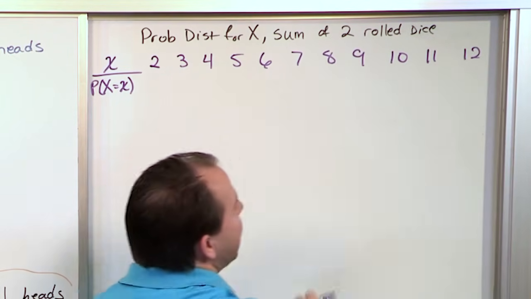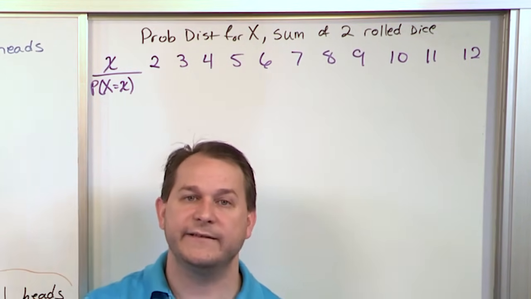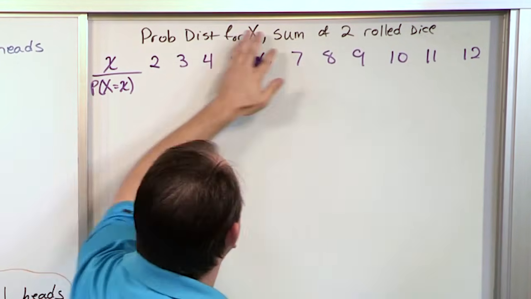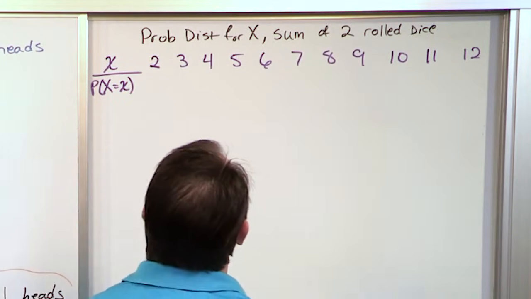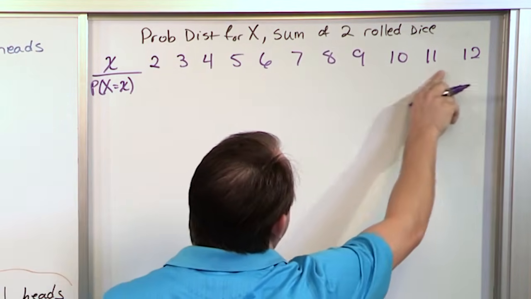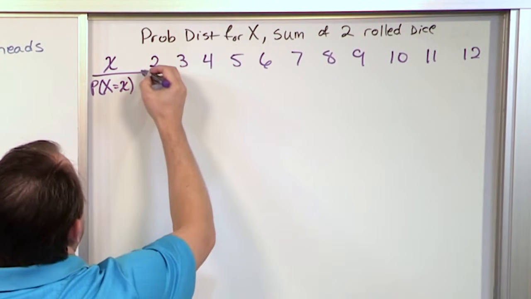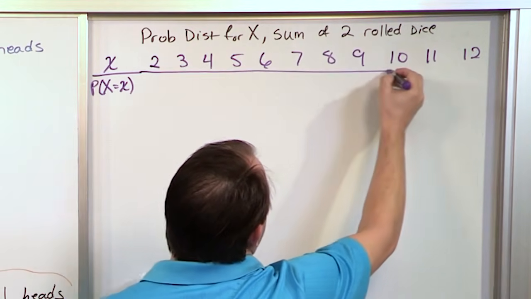The maximum sum I can get is 12 if I roll 6 and 6. So the sum of all of the different ways in which I can get, if I roll 2 dice, is really going to be one of these answers. I can never get a 1 and I can never get a 13 or higher. So let me draw this like this.